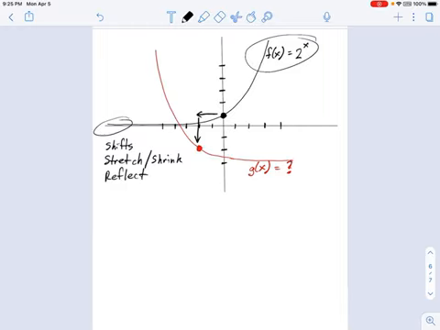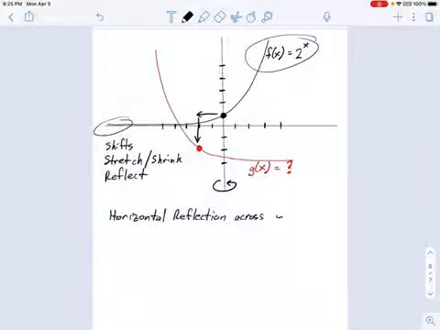So what has happened here is that the whole thing has spun around the y-axis. And if you remember what kind of a reflection flips something around the y-axis, that is a horizontal reflection. So we're going to call this a horizontal reflection across the y-axis. And the reason I want to emphasize that it is a horizontal reflection is because that reminds us that whatever this reflection is, this negative sign, it's happening inside the parentheses.